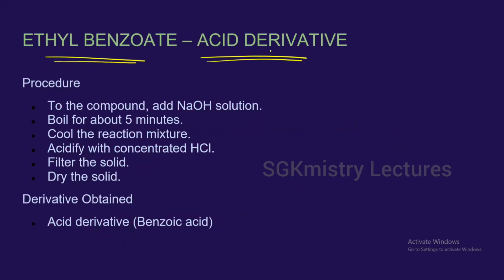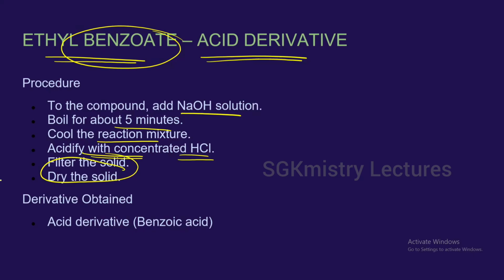So you are going to prepare the acid derivative. To the compound, you're going to add NaOH solution. Ethyl benzoate is an ester, so you're going to add NaOH. Now you're going to boil it for 5 minutes and cool it. Now acidify with concentrated HCl. Now we know that the acid will be precipitated out. So the solid which is separating out is nothing but the acid. So you're going to filter it and then dry the solid. So here you're going to get the acid derivative.